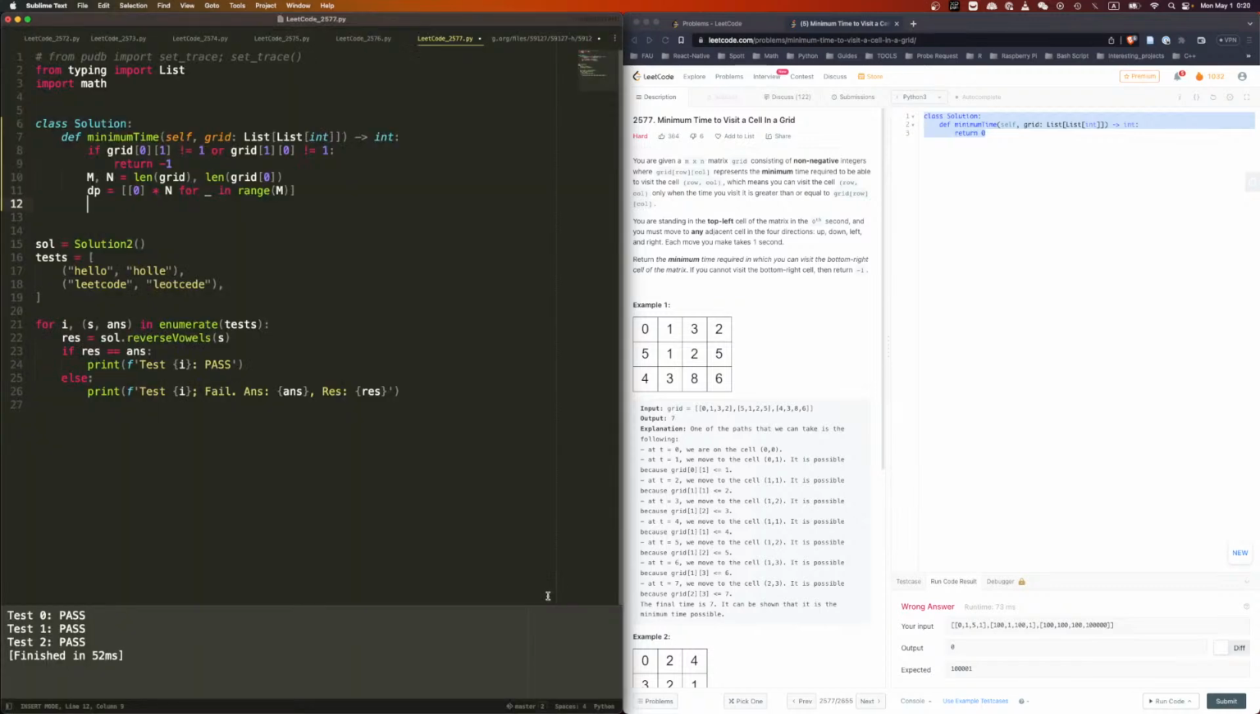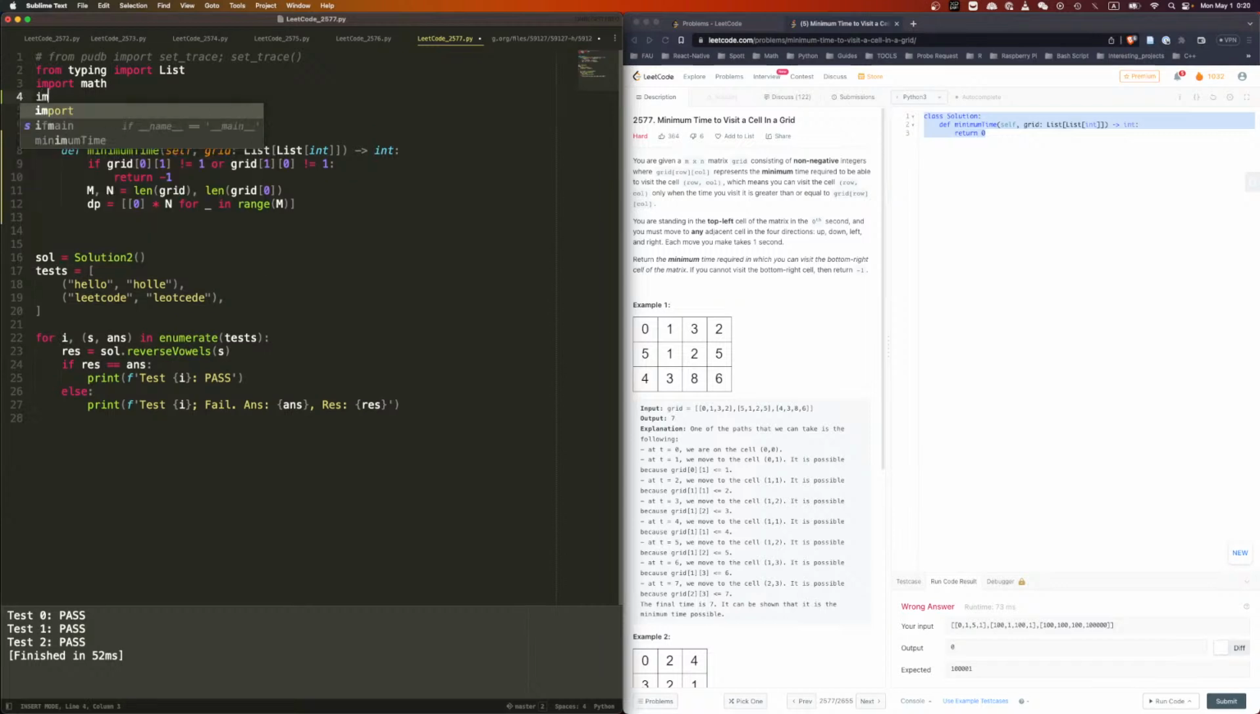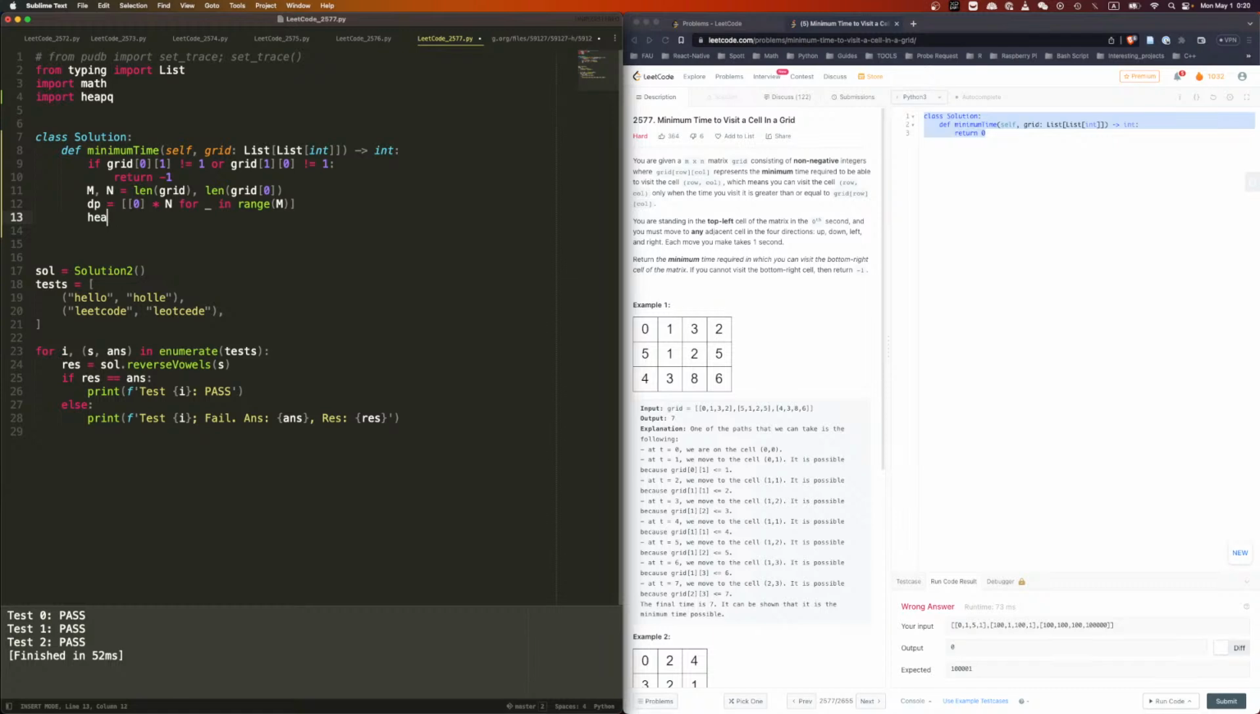Maybe, yeah, let's try Dijkstra. So DP, I still need DP, okay? I also need a heap queue, right? Then we have a heap. What do we put in the heap to start with? Well, we'll start with 0, 0, 0, okay?